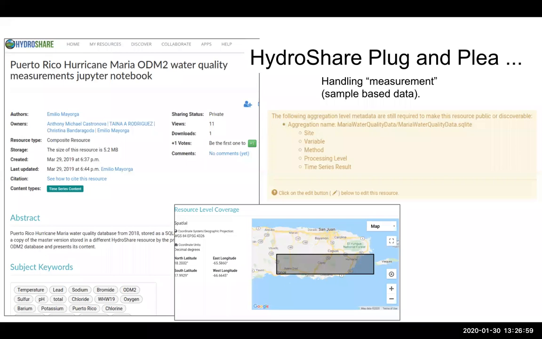But for sample-based data, it's still not perfect. You'll run into this kind of warning, because the work needs to be put into HydroShare, and that always takes effort, to make the interpretation of sample-based data more perfect. But this is still better, like I said, than if you were uploading a random Excel file where you just wouldn't know what to do with it.